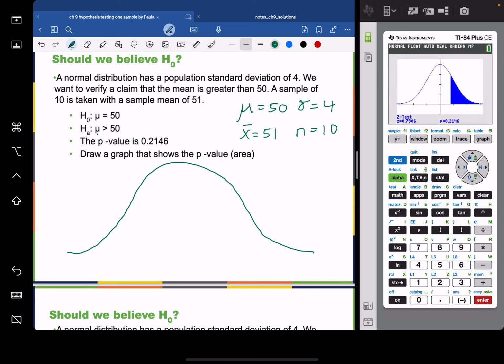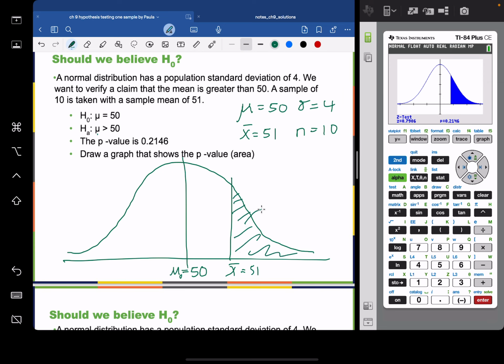Okay, so there is my picture for this situation, and I have mu 0 equal to 50 right in the middle, and I wasn't that far off. My x bar value was 51. So see how this shaded area is pretty big? The area P is equal to 0.2146. So that's a pretty big shaded area. I'm not that suspicious about my null hypothesis.